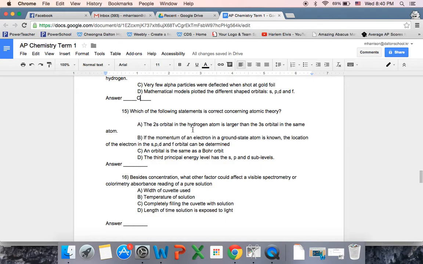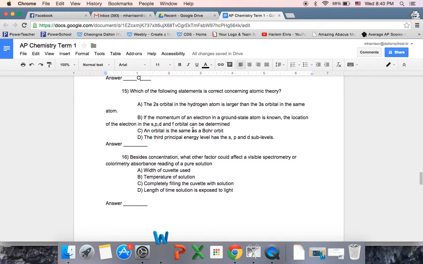Which of the following statements is correct concerning atomic theory? With atomic theory, the 2s orbital in the hydrogen atom is larger than the 3s orbital in the same atom. Well, no, it's not going to be. Remember, 1s is closest to the nucleus, the 2s would be further away, the 3s would be further away again, so this makes no sense.